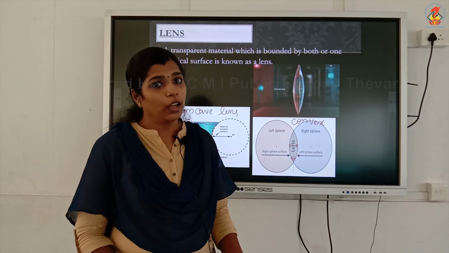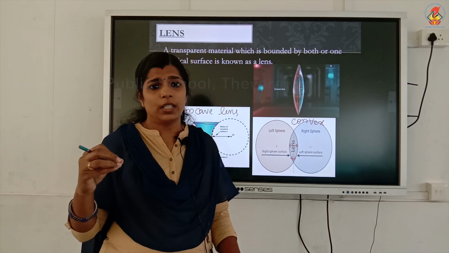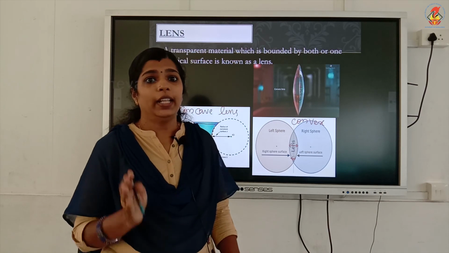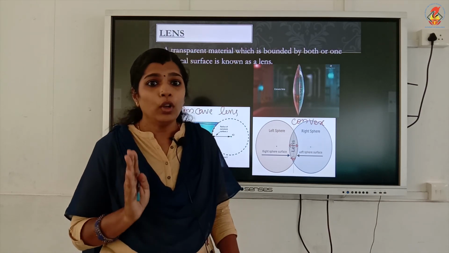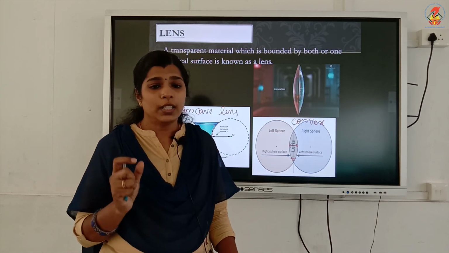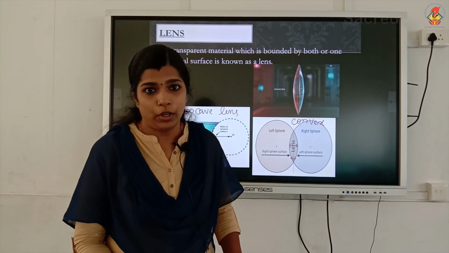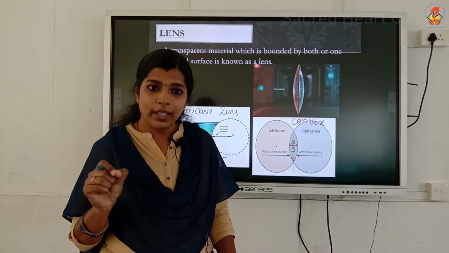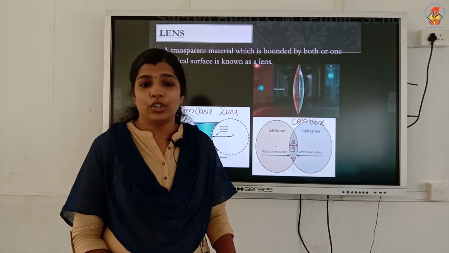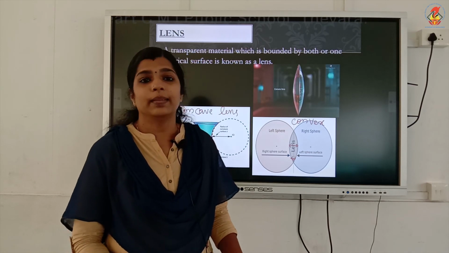Converging action of the convex lens means all the light rays will pass through the lens and focus at a point on the paper. At that point you will get the image of the sun, and if you hold it for a long time without disturbing the lens and the paper, after some time the paper will catch fire, producing smoke from that point. After that you can see a hole in that paper. So, that activity explains the converging action of the convex lens. So, that is about lens. Thank you.